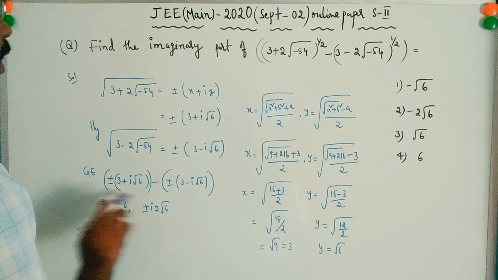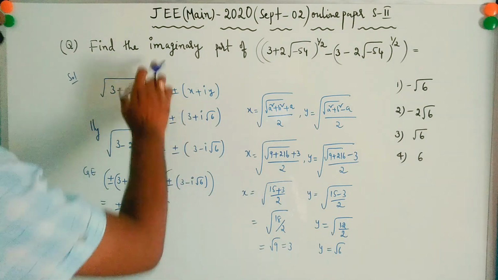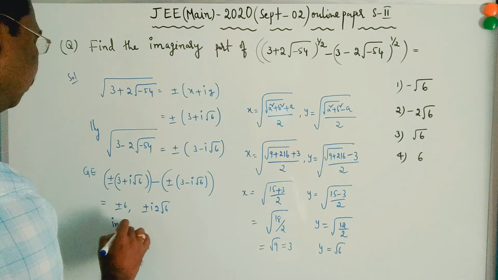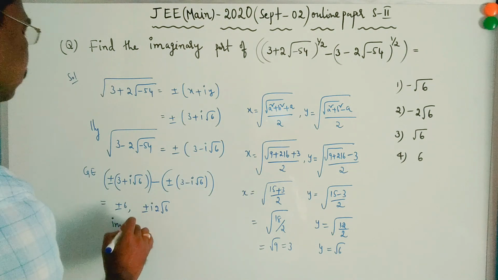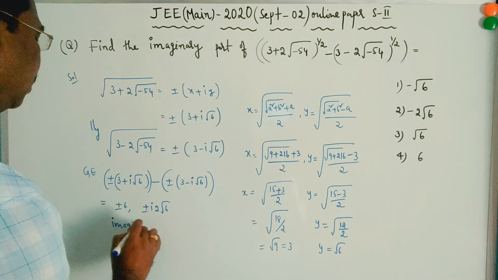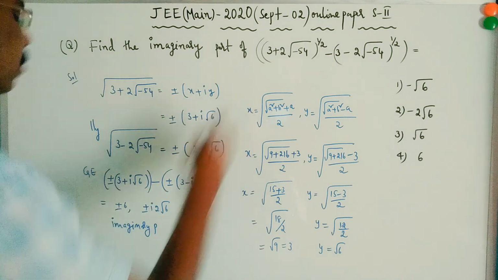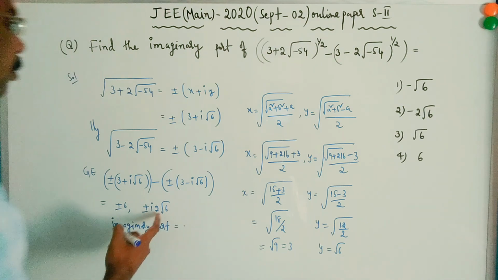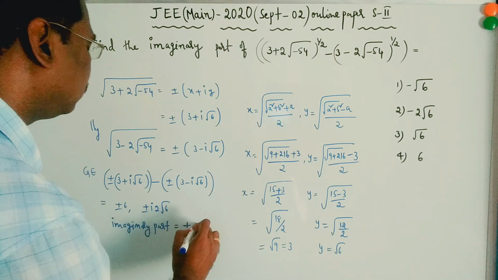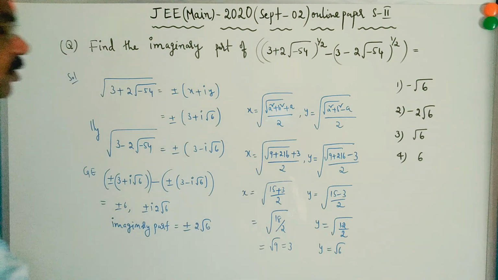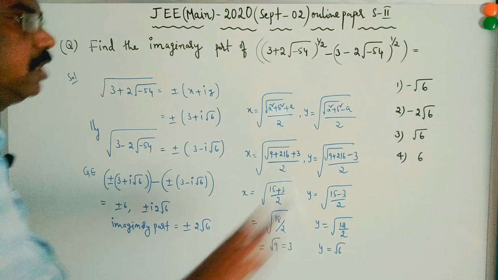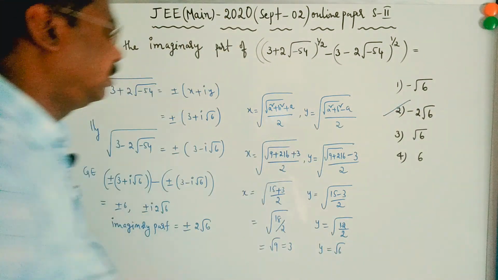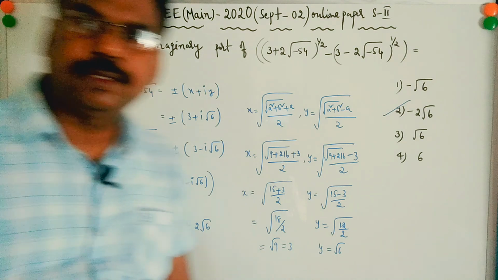Now here, only the imaginary part of this one: the imaginary part is equal to ±2√6. Now here -2√6 is one of the values given, therefore option 2 is the correct one.